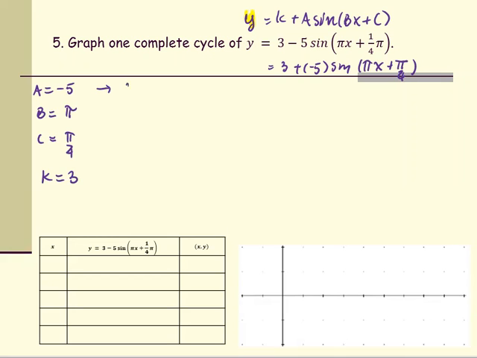For the a, we obtain the amplitude from the absolute value of a, or absolute value of negative 5, which is 5. And note, since a is less than 0, there will be a reflection about the x-axis.